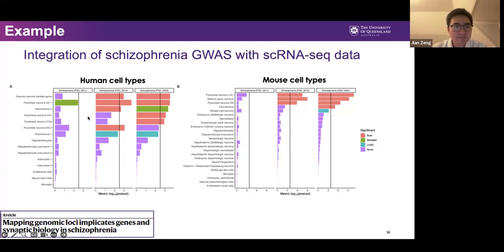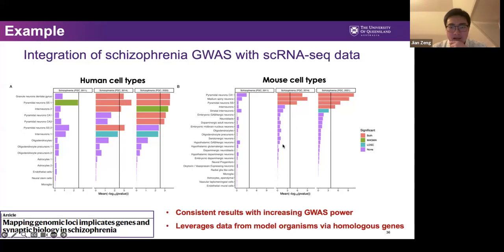And interestingly, first, when the GWAS sample size increases, you can see that it's the similar cell type that is consistently discovered with more significant signals. And secondly, the cell types prioritized between human and mouse data are kind of similar. So these cell types, although they don't have exactly the same name, are ranked as excitatory neurons, inhibitory neurons, and then glial cell types.